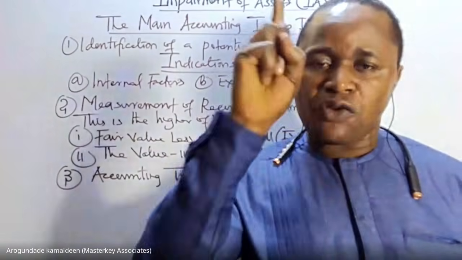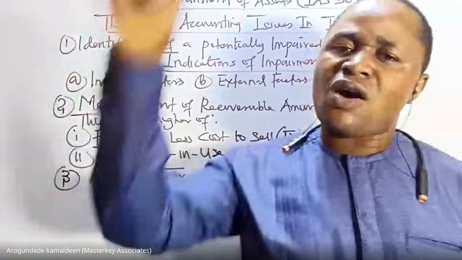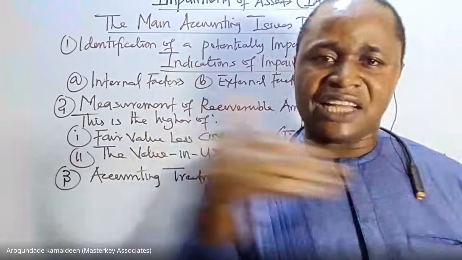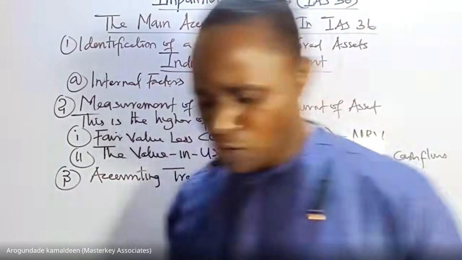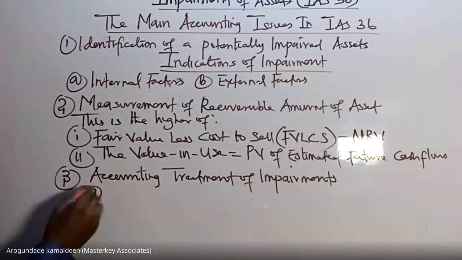One thing is for you to know how to calculate the impairment. The second thing is to know how to account for it and pass double entries for the impairment. So now, let's say a cost model.